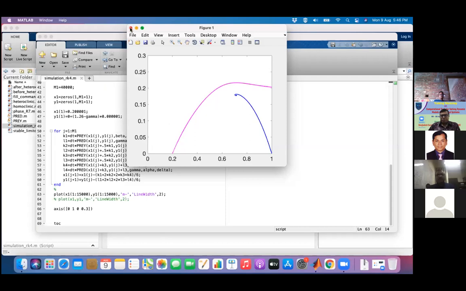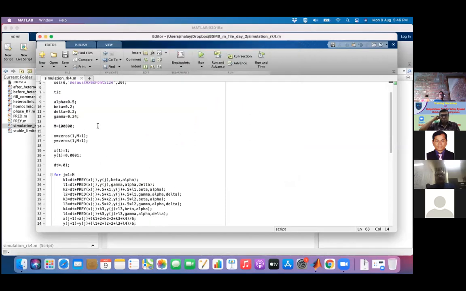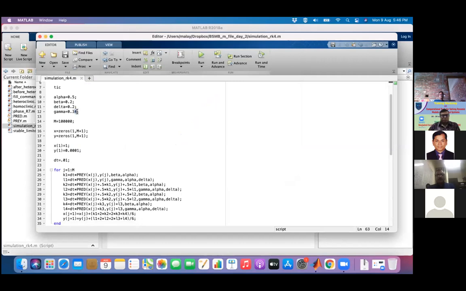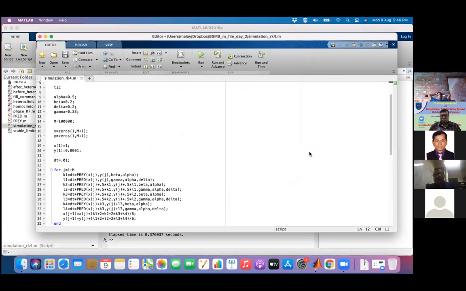So in this case, instead of considering gamma equal to 0.34, if we consider 0.33, you just change the parameter, and you will have this picture. Of course, due to the number of iterates, you are having this line, but actually the area below this particular curve is the stable region of this equilibrium point. No trial and error is required.